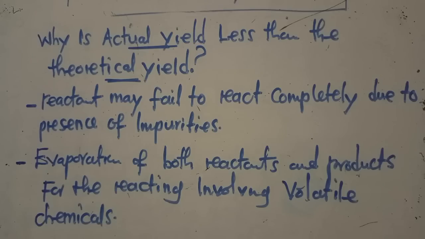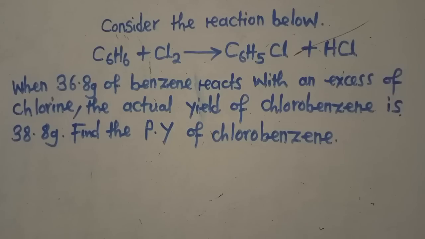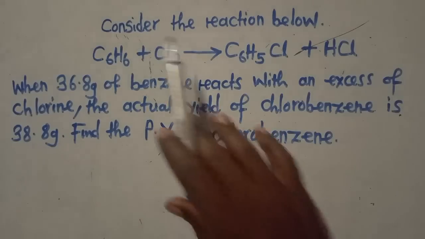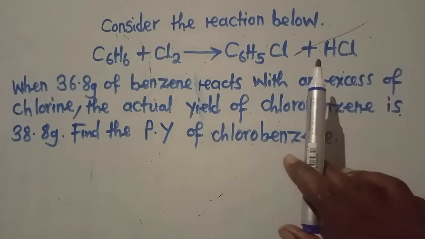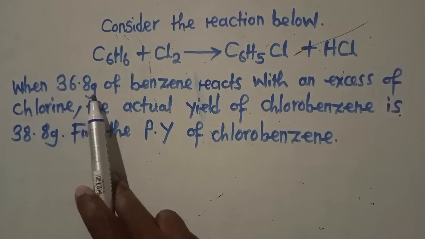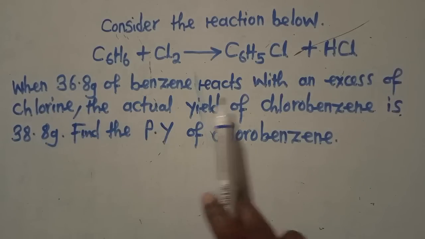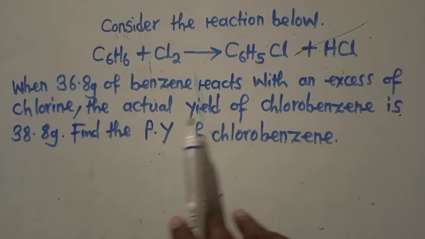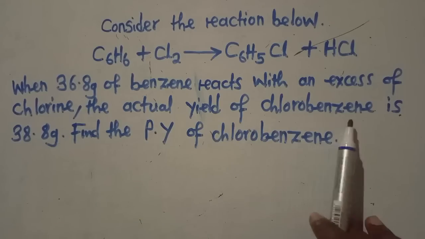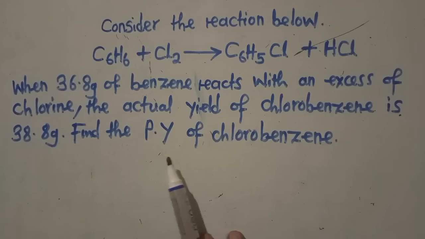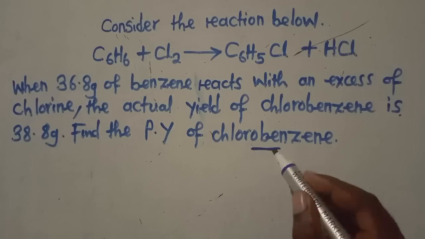I guess you are writing down notes. So this is an example that we are given. The question is saying, consider the reaction below. This is a reaction that we are given. Then the question is saying, when 36.8 grams of benzene reacts with an excess of chlorine, the actual yield of chlorobenzene is 38.8 grams. Find the percentage yield of chlorobenzene.